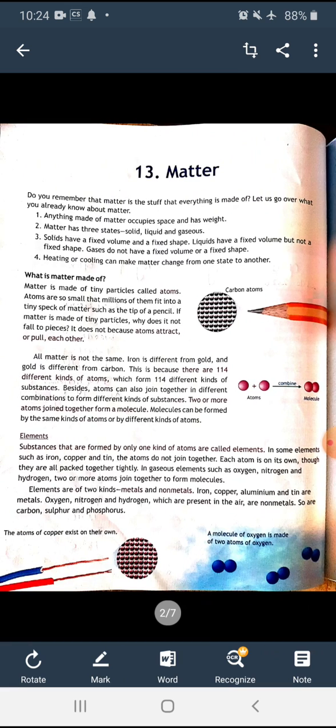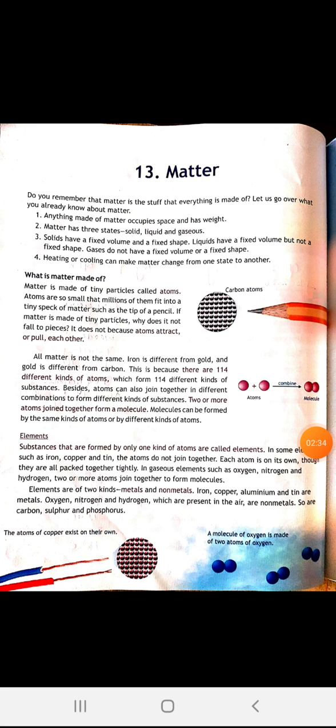So the first example is what? Solids have a fixed volume and a fixed shape. Dear students, if we keep a solid at one place, it has a fixed volume and a fixed shape. And liquid, anything you can take. For example, I have taken one example, a bottle or glass. Whatever the shape of the object is, liquid will take the shape of that particular container or bottle, right? And gases do not have a fixed volume or a fixed shape.